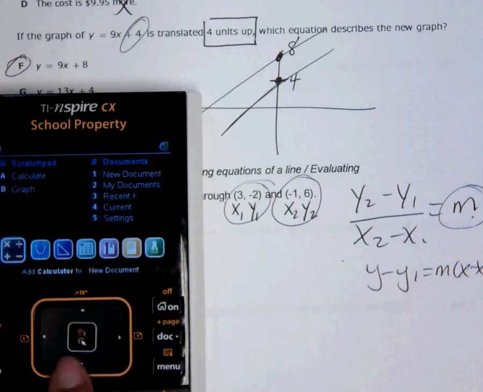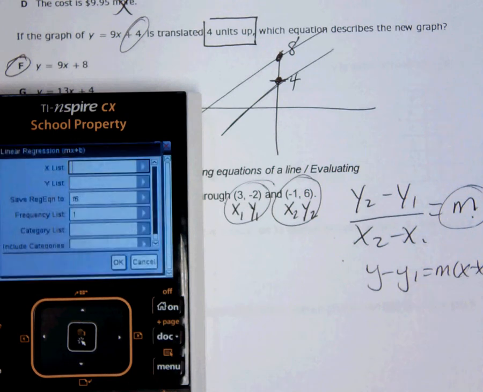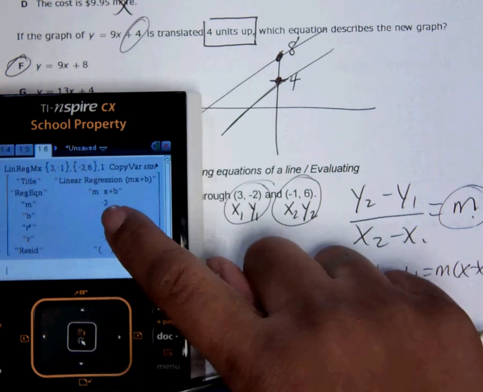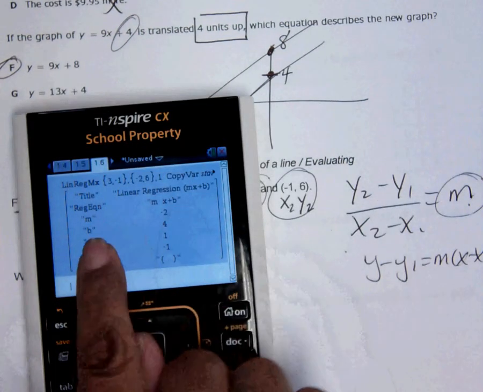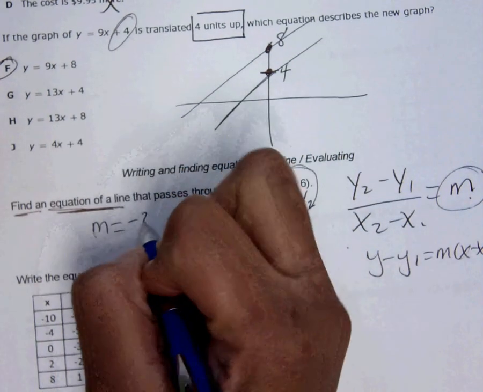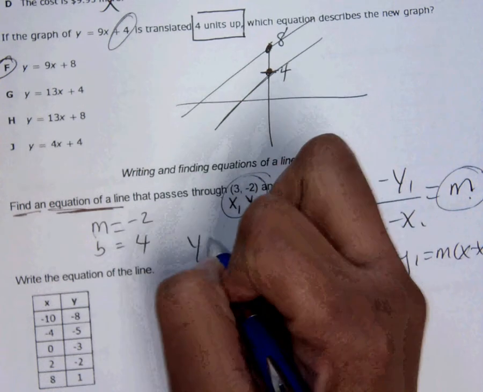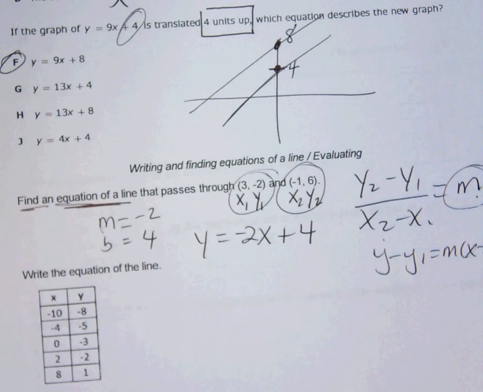I'm going to go to the calculator screen, and this is when you use menu 613. Control squiggly lines. I have to put my x's in first, 3 and then -1. I have to put a comma between them. Control right, -2, comma 6. Enter, and it gives me my m, which is -2, and my y-intercept, which is 4, because m is slope. So that gives me y equals -2x plus 4, and I have the equation of the line.